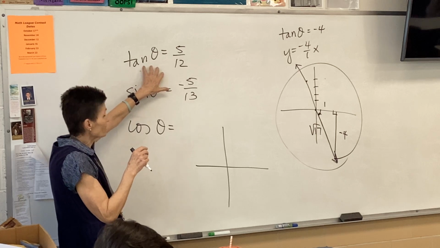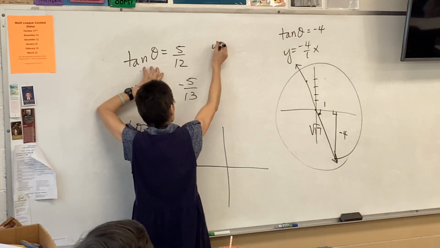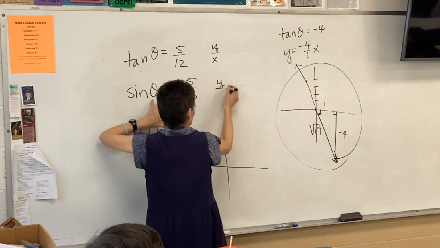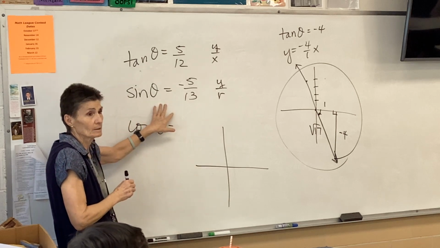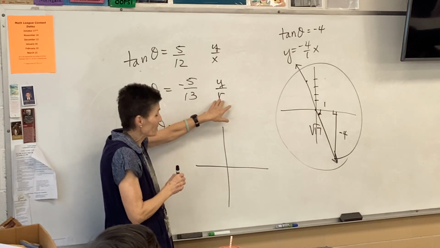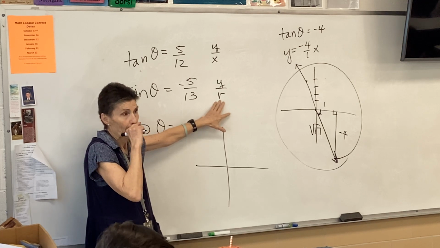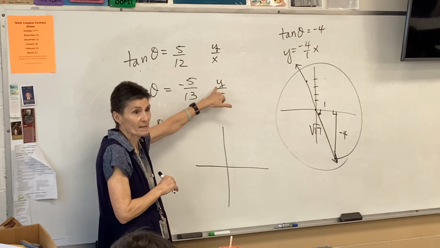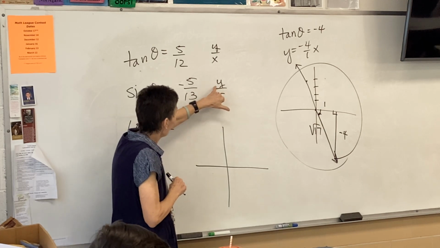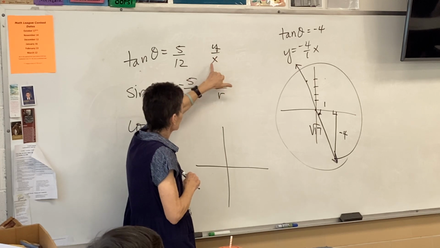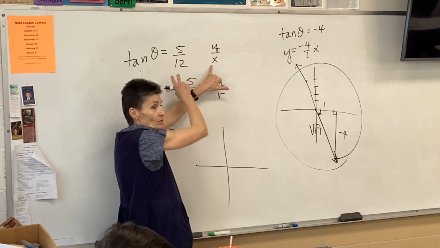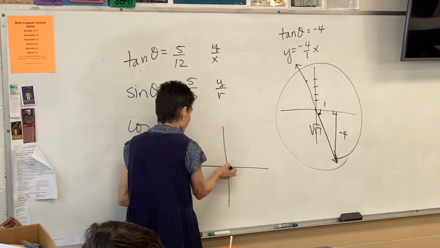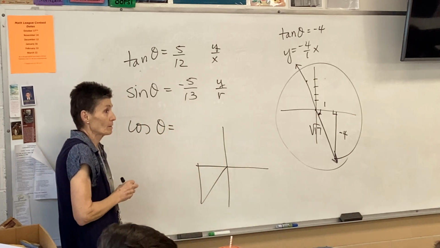If my tangent is positive, remember, tangent's y over x, and my sine is negative, remembering that the radius of the circle is always positive. Hypotenuse is always positive. Doesn't this mean y has to be negative? But wait, if y is negative, doesn't x also have to be negative if the tangent's going to be positive? So they're both negative, so my picture is going to be drawn in quadrant 3.